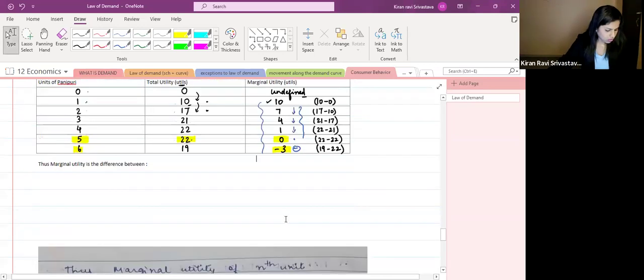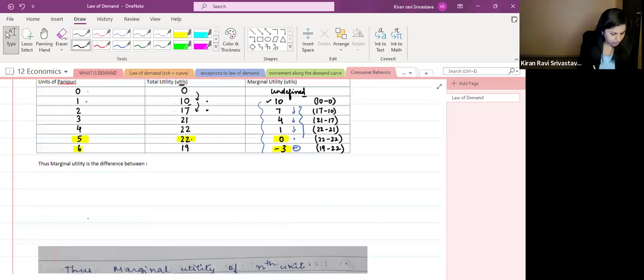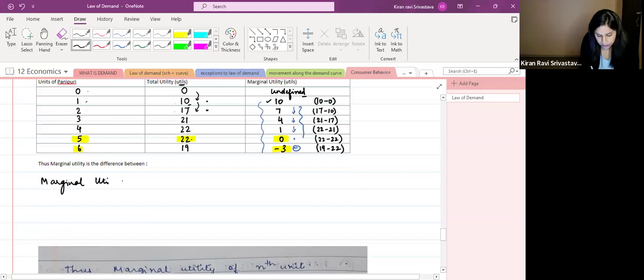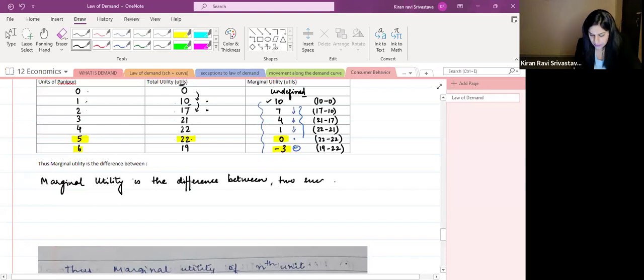So now, what is marginal utility? Marginal utility is a little tricky one. Not a tricky one, it's just that you need understanding here. So marginal utility is the difference between two successive utility figures, or I can call it total utility figures.